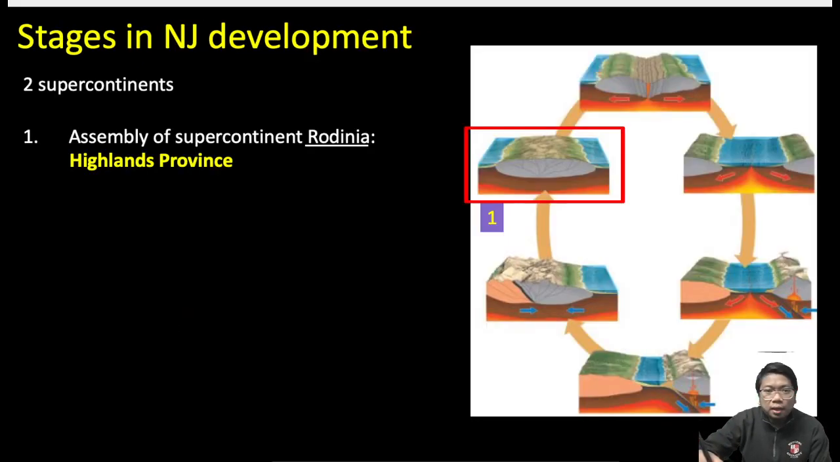Okay, but how do they develop, right? Now, this slide will explain what the different stages in New Jersey development are. What's interesting about New Jersey geology is it actually records the development of two different supercontinents. Man, that is amazing, isn't it? So that's what's interesting about New Jersey geology. We have good records of the presence of two different supercontinents within the past 1.5 billion years.